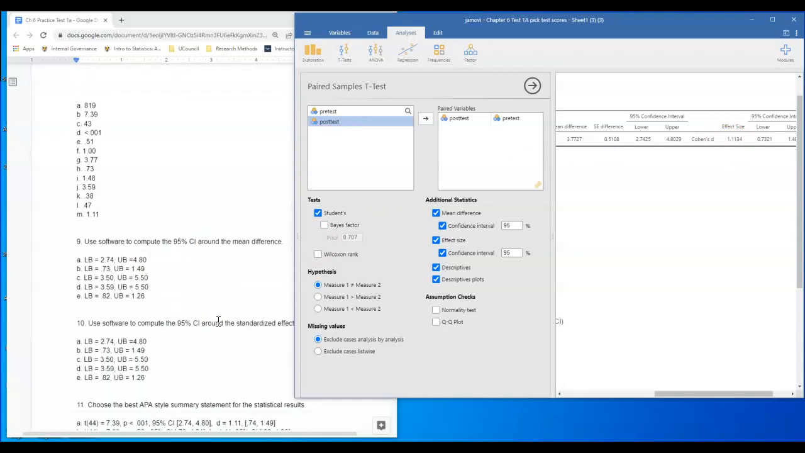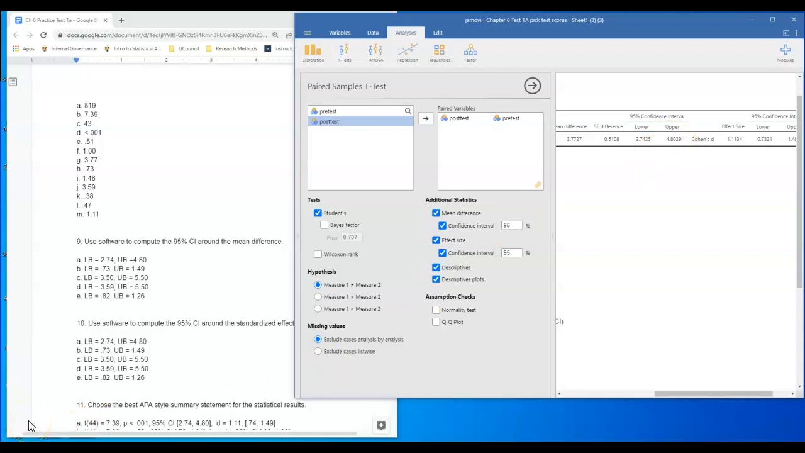Next, we want to know the 95% confidence interval around the mean difference. So our mean difference is 3.77. The 95% confidence interval around it has a lower bound of 2.74 and an upper bound of 4.80. So I'm 95% sure that the true mean difference in the population is between 2.74 and 4.80.